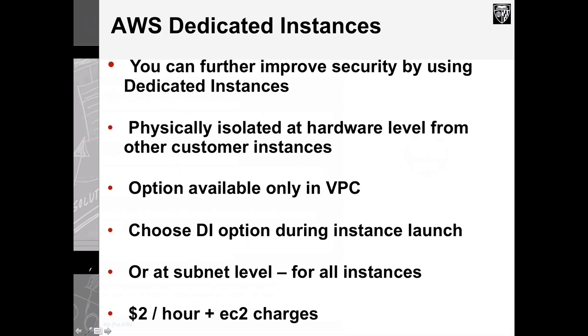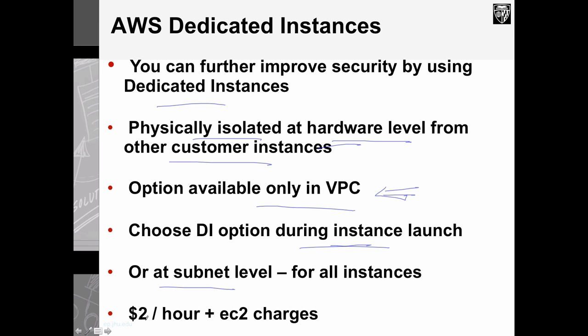Next, let's talk about dedicated instances. If you want to improve the security further, you can use something called dedicated instances. When you choose to use dedicated instances, the instances that Amazon allocates for you are physically isolated at the hardware level. That means other customers' instances will not run on that physical hardware. This option is only available in VPC. You can choose the dedicated instance option when you launch an instance, or you can set it up at the subnet level. So that means all the instances in the subnet will be dedicated instances.